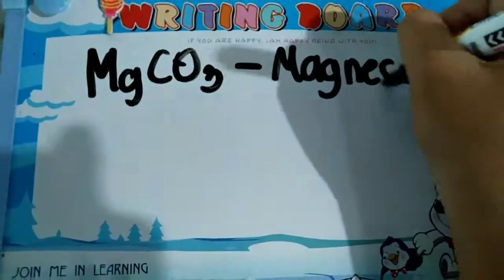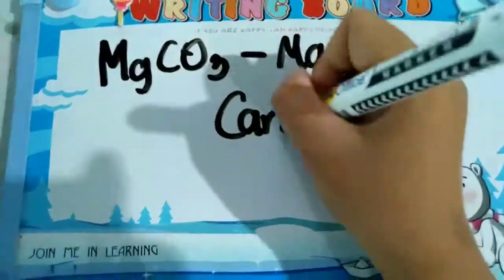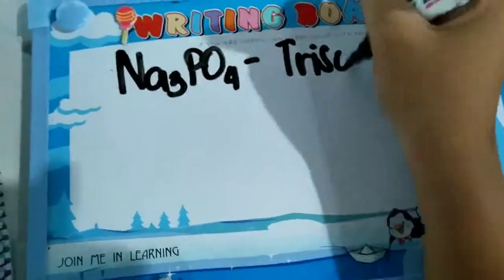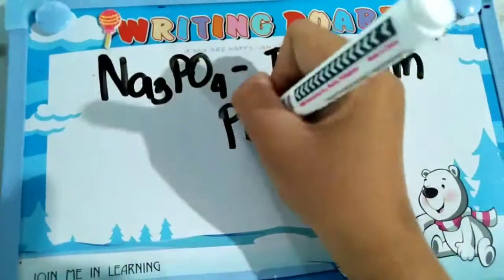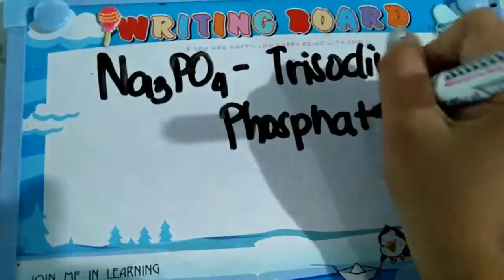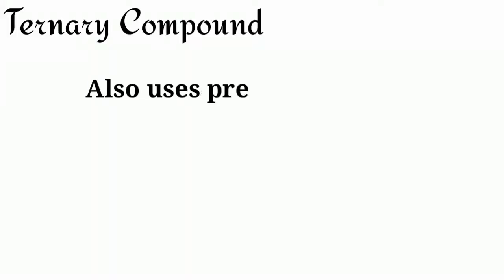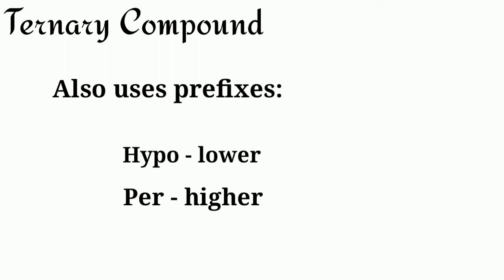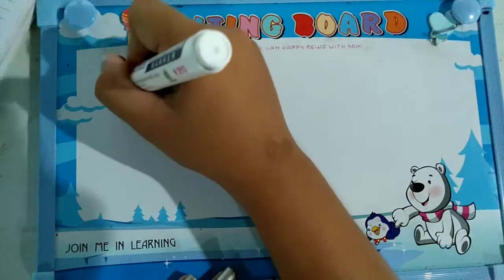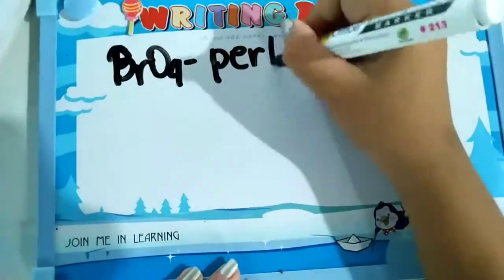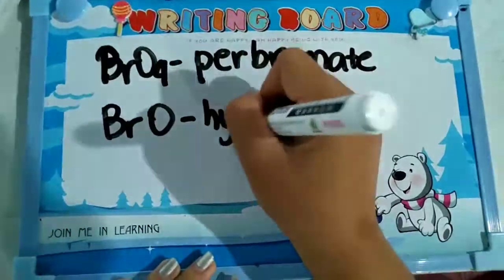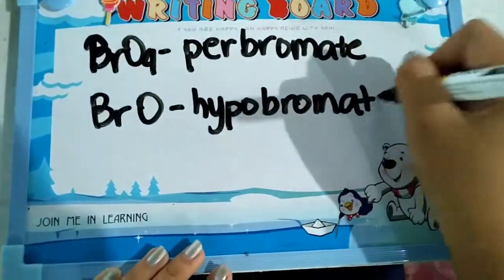For example, MgCO3 equals magnesium carbonate. Na3PO4 equals trisodium phosphate. Prefix can also be used in ions, hypo for lower and per for higher. For example, BrO4 results to perbromate. BrO results to hypobromite.